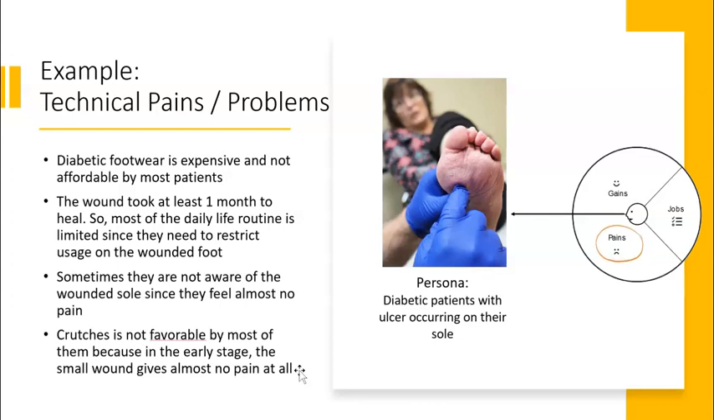So what are the technical pains and the problems faced by the diabetic patients? The first problem, diabetic footwear is expensive and not affordable by most patients. The wound takes at least 1 month to heal. So most of the daily life routine is limited since they need to restrict usage of the wounded foot. Sometimes they are not aware of the wounded sole since they feel almost no pain. And finally, crutches are not favored by most of them because in the early stage, the small wound gives almost no pain at all.